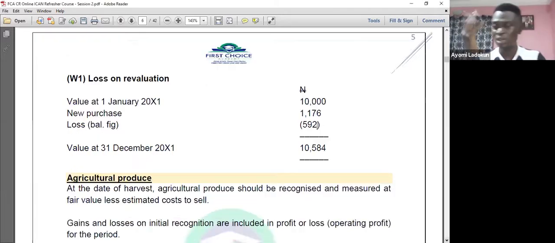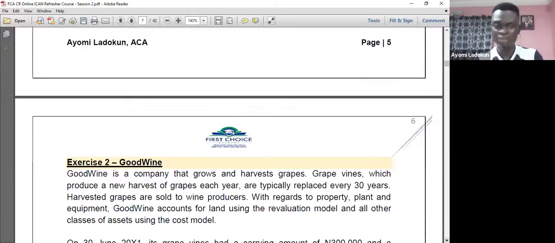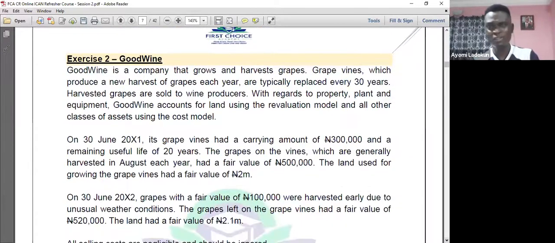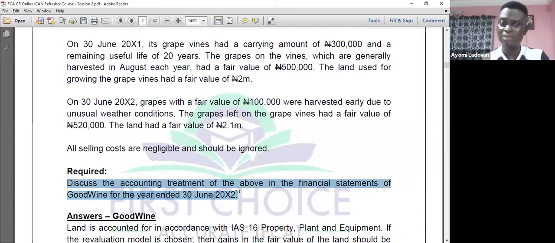If you have questions, you can put them up there, but we have a question before for us to solve. Everything I just said is over there. So let's solve this question and we move on so we can start IAS 21. Okay, Good Wine. Let me just look at the requirements. Don't look at your answer. So what I've just explained, let's see whether we can apply it on this question. It said, discuss the accounting treatment of the above in the financial statements of Good Wine for the year ended 30th June.